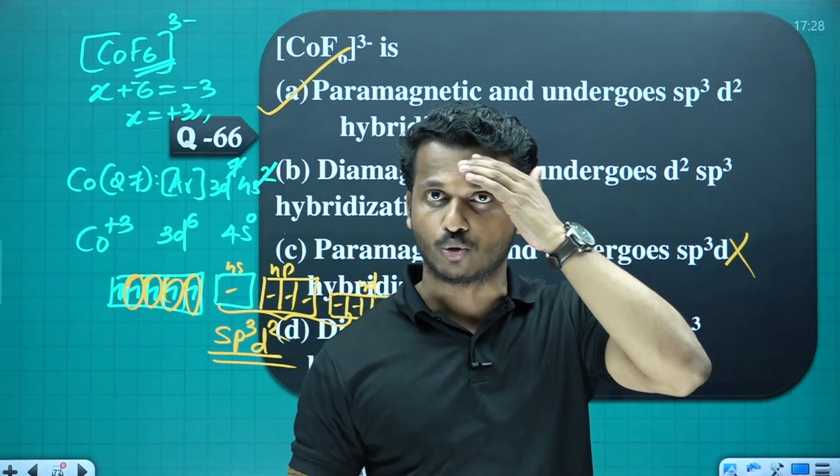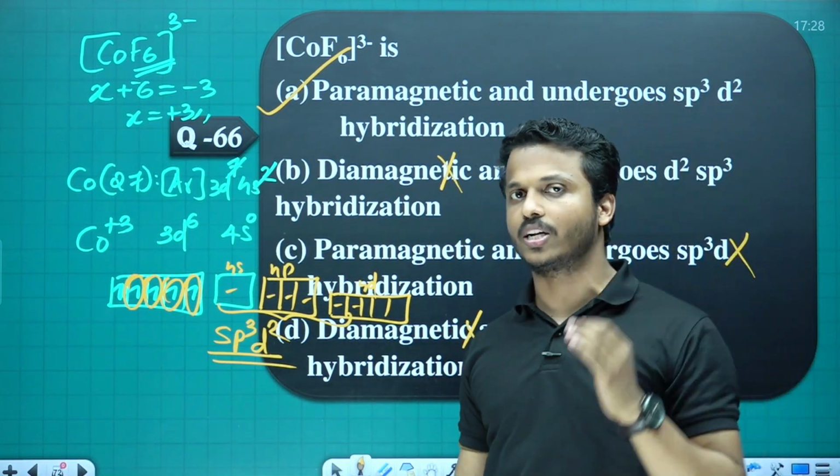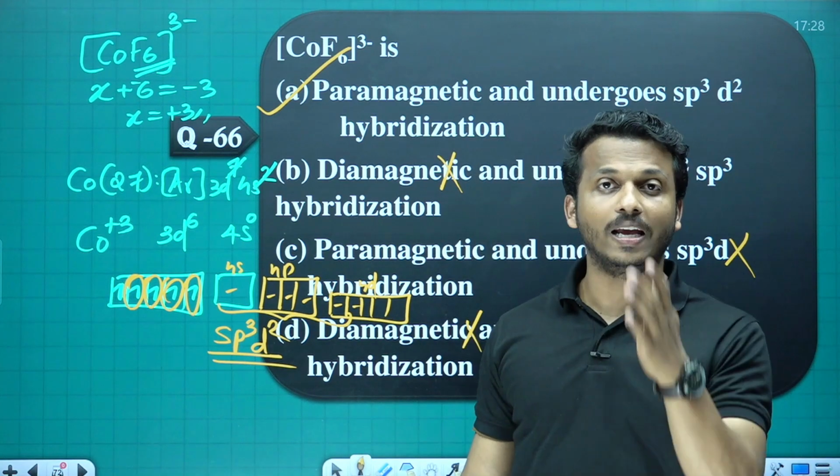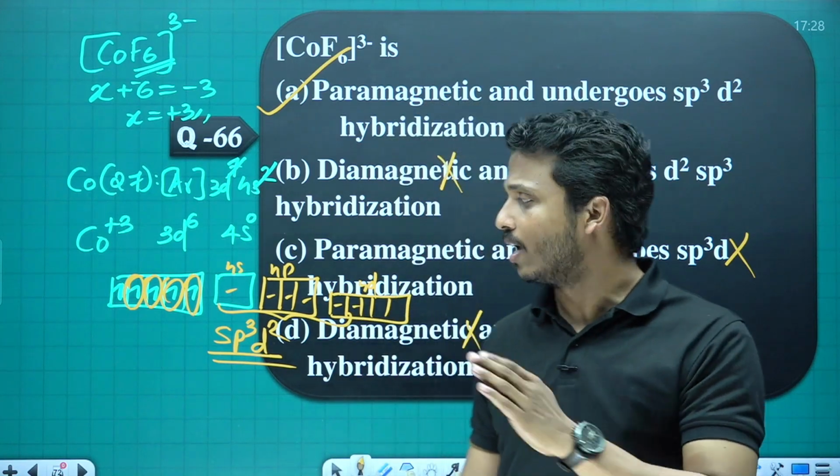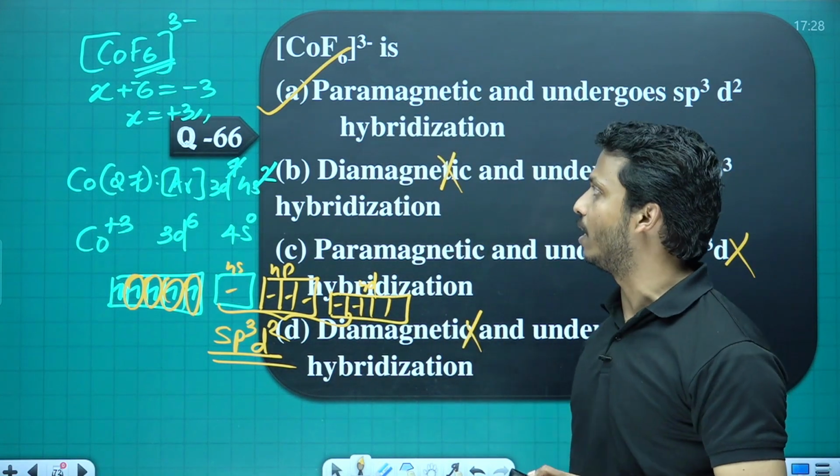So step 1, ground state. Step 2, oxidation state. Step 3, identify the ligand, whether it is strong or weak. As here it's a weak ligand, so no pairing. So we got the hybridization sp3d2.